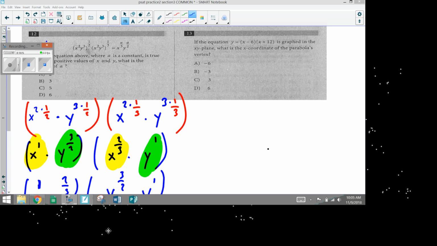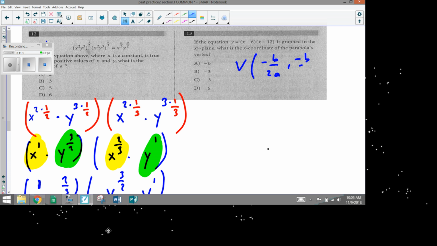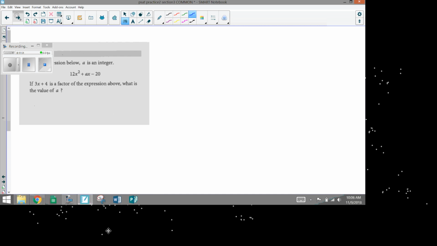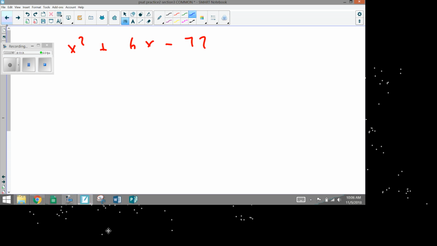Question number 13. Okay, if the equation x minus 6, x plus 2 is graphed in the xy plane, what is the x-coordinate of the parabola's vertex? Okay, in this case, we did not cover this one in my Algebra 2 class, but I'm going to explain really quick. If you want to find the vertex, here's the formula. Just need to check. Here you go. Okay.